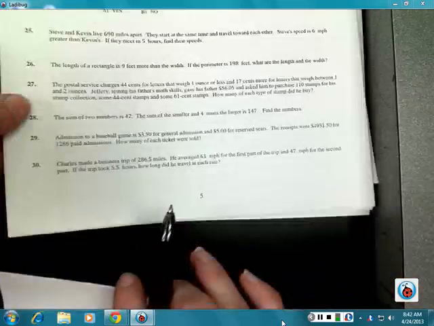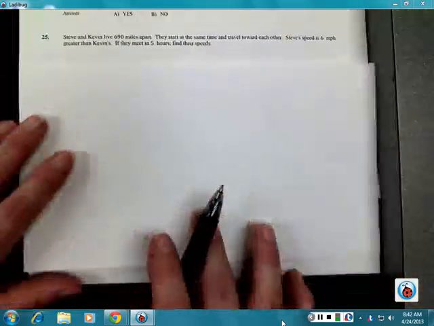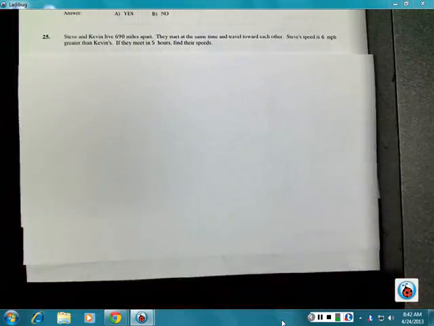And then 25. 25 is Steve and Kevin live 690 miles apart. They start at the same time and travel towards each other. Steve's speed is 6 miles per hour greater than Kevin's. If they meet in 5 hours, find their speeds.